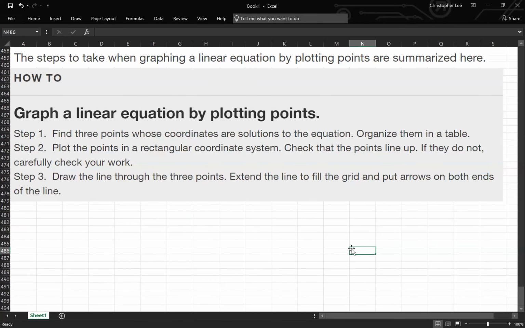So how to graph a linear equation by plotting points. Step 1, find 3 points whose coordinates are solutions to the equation. Make up an x value. Organize them in a table. Step 2, plot the points in a rectangular coordinate system. Check that the points line up. If they do not, carefully check your work. And step 3, draw a line through the 3 points, extend the line to fill the grid, and put arrows on both ends of the line, right? So you notice how my line just has those arrows at the end, right? That means that it just keeps going, right? And that's it. That's your notes.